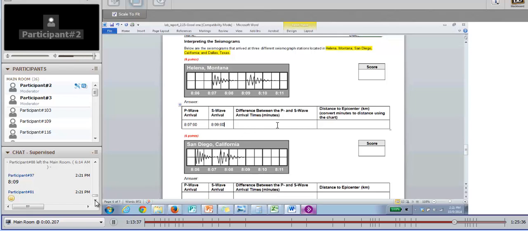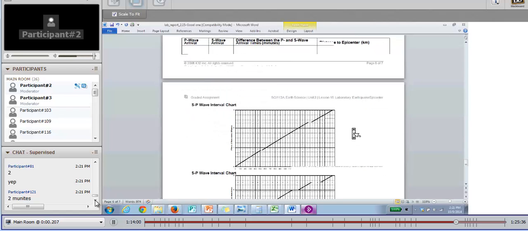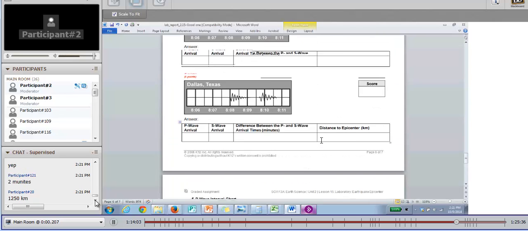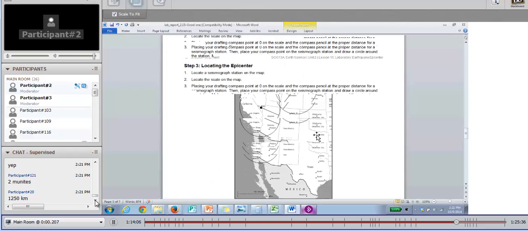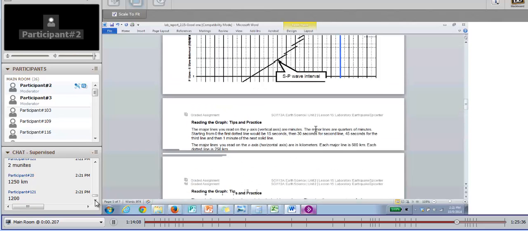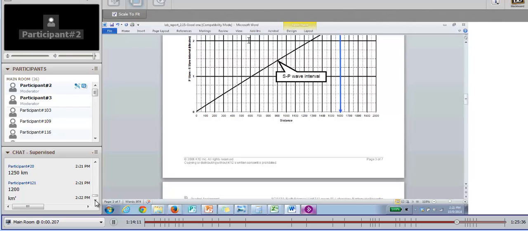So what is the time difference between the P and the S wave in minutes? 2 minutes, that's correct. So, what is the distance to the epicenter? Converting minutes to distance using the chart. Now, they gave you a chart down here. I didn't use that chart, it's too small. I went back up to the big chart, and I used that big chart. 2 minutes. Take a look. About right there. What did you guys get?